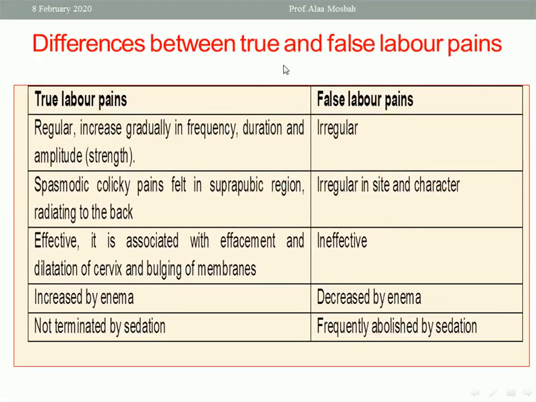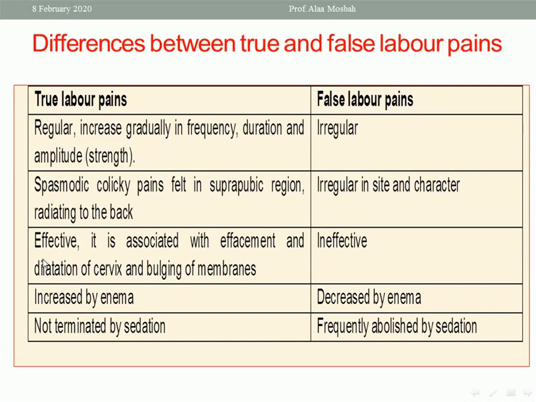Okay, what is the difference between true and false labor pain? True labor pain is regular, increasing gradually in frequency, duration, and strength, while false labor pain is irregular. In true labor pain, there is spasmodic colic pain felt in the suprapubic region radiating to the back, while in false pain it is irregular in site and character.